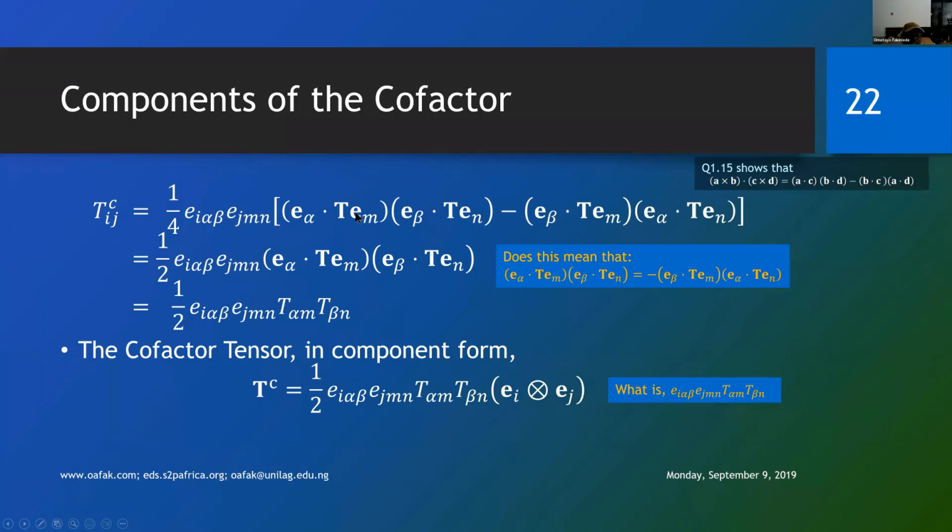Now, the big step here is how to move from this 1/4 e alpha beta eJMN into this one half. This 1/4 becomes half, and it's only the first term that matters. The question I'm asking is this. I want you to go to the chat room. Does this expression mean that e alpha dot Tem and e beta dot Ten is equal to minus this? If it is, then that is double, and that's why you got this one. Is that what it means? Is this true or false? Is this equal to this negative? Because that is one way you can get this. Tell me whether it is true or false.